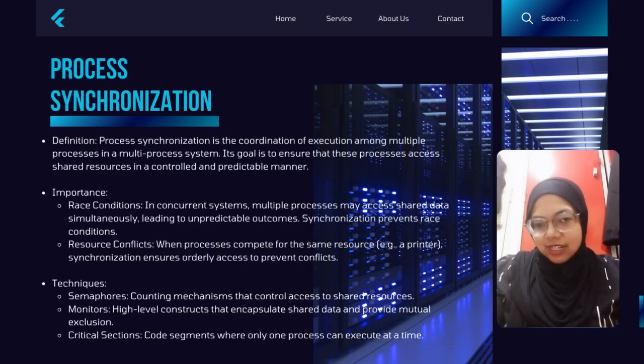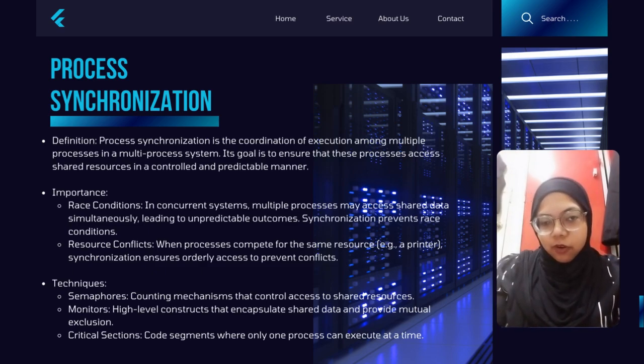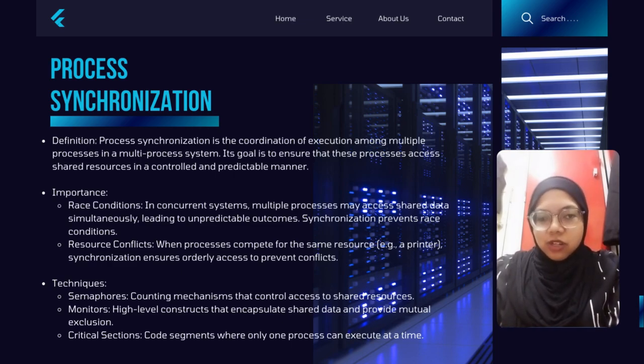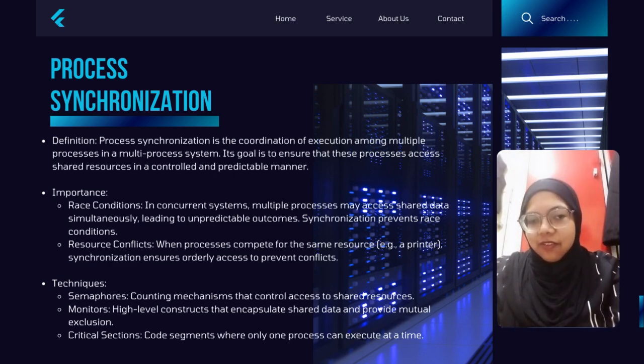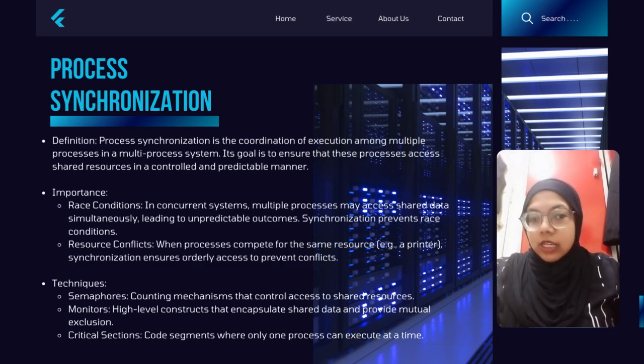There are a few techniques that process synchronization uses. One is a semaphore. You can think of this as a traffic light for processes. They control access to shared resources. Second is monitors. It is a high-level construct that encapsulates shared data and provides mutual exclusion. Next is a critical section. These are like VIP lanes only. One process can execute within it at a time.